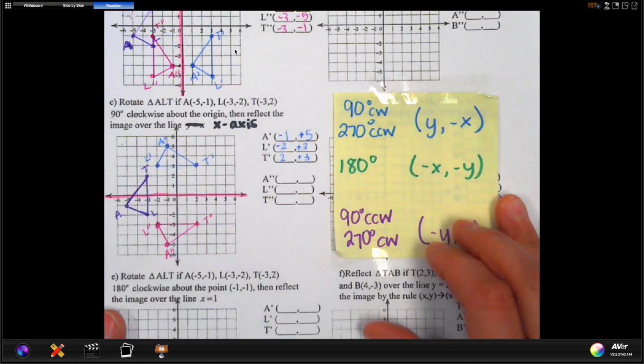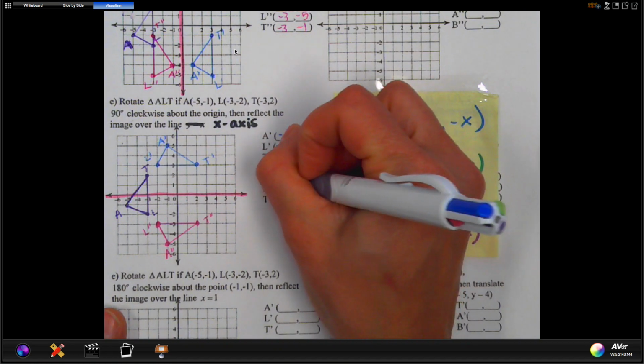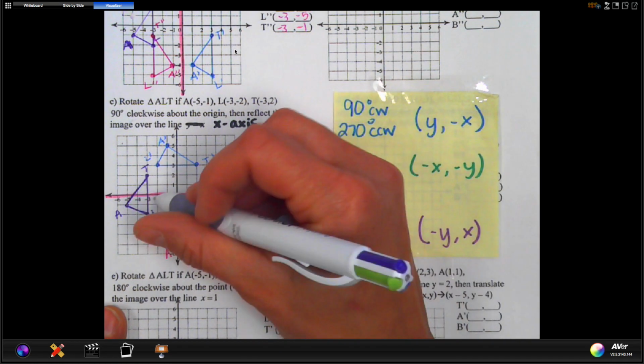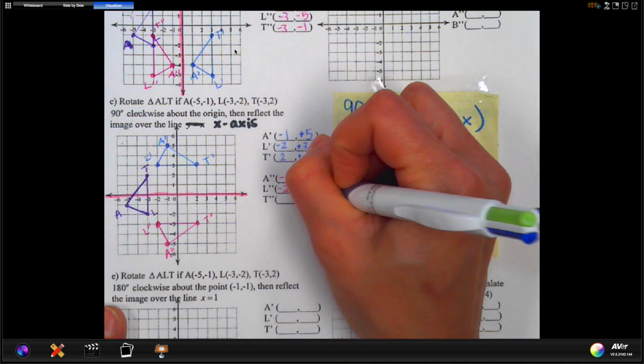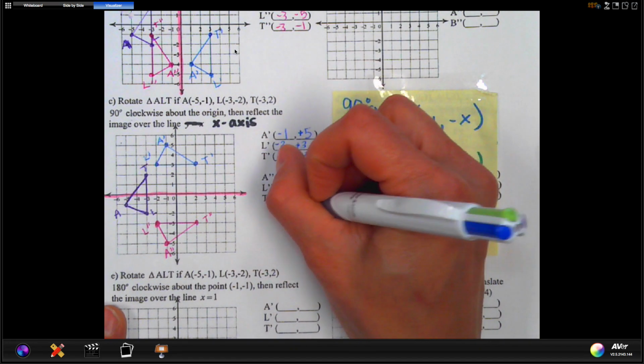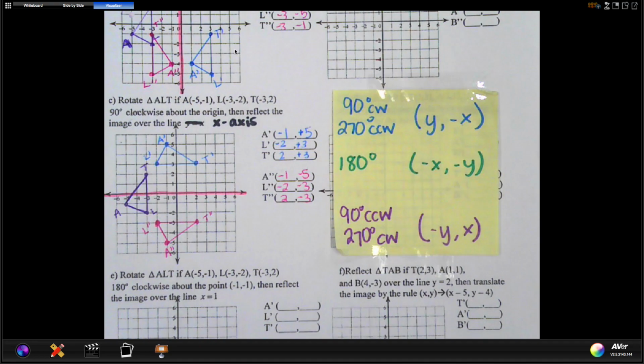Okay, so A double prime is now at -1, -5. L double prime is now at -2, -3. And finally, T double prime is at +2, -3. And we've completed our sequence and our ordered pairs.